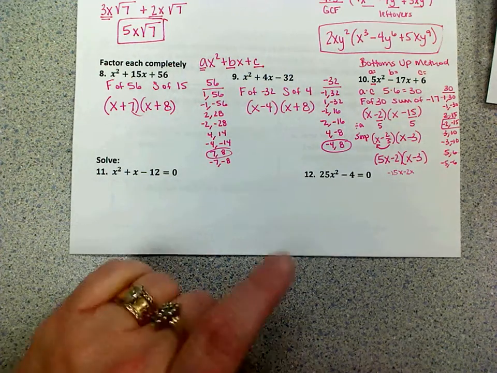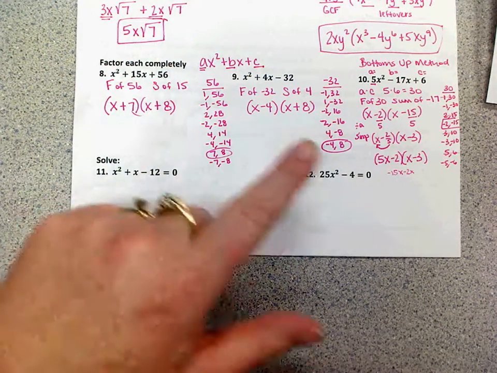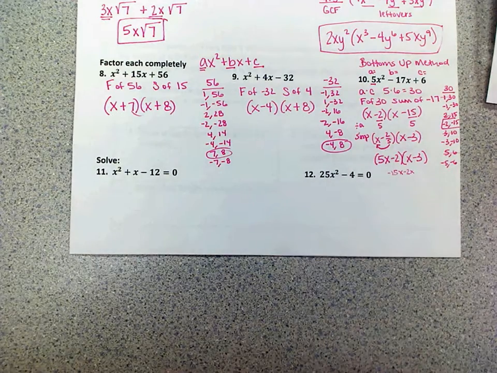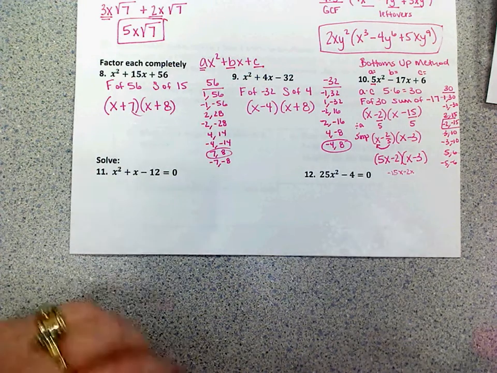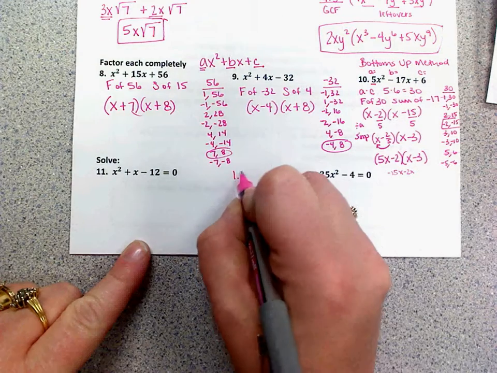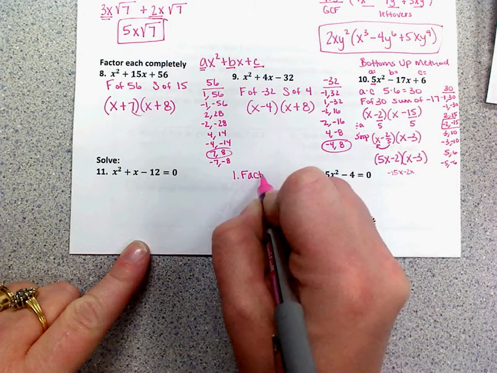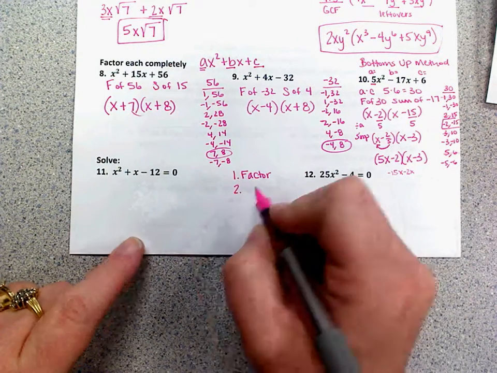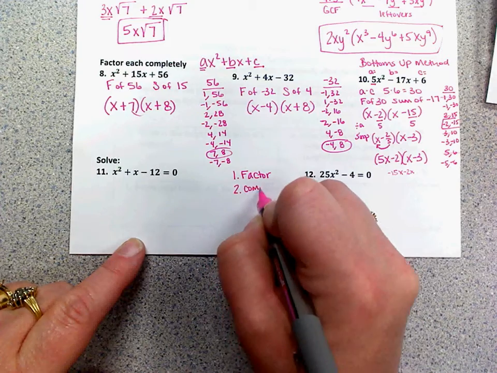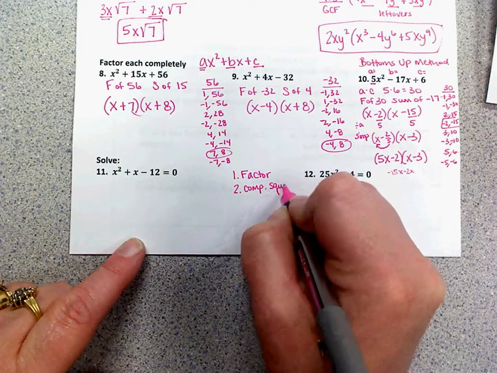Okay, on 11 and 12 we have equations, whereas 8 through 10 we just had an expression. So now we're solving, we're finding the values of x that make the equation true. You have several different ways that you can solve. You can still factor just like you did on 8 through 10. You can complete the square. That was one of our processes.